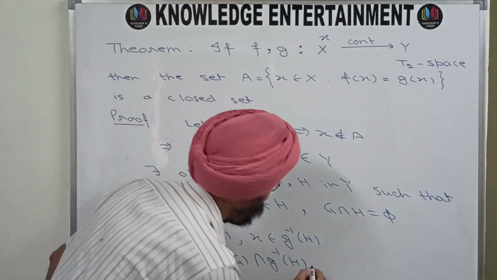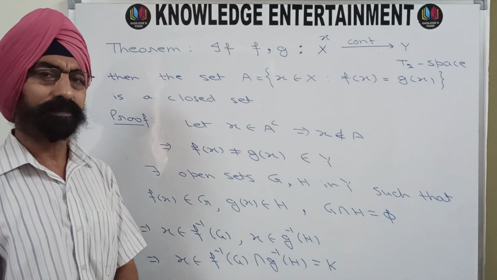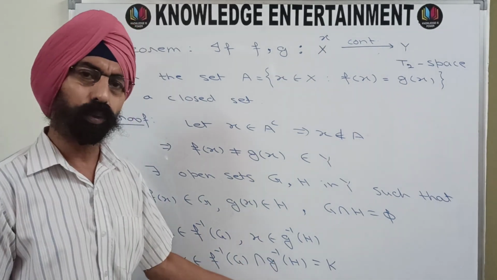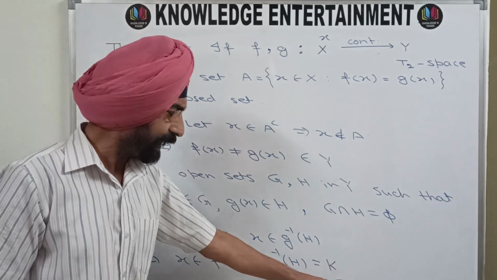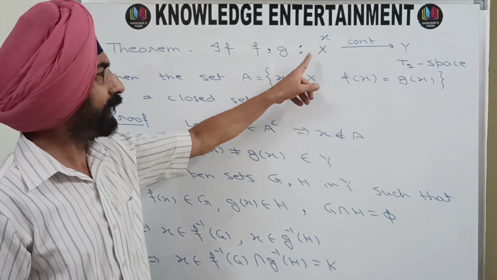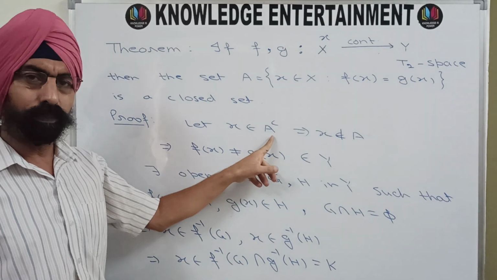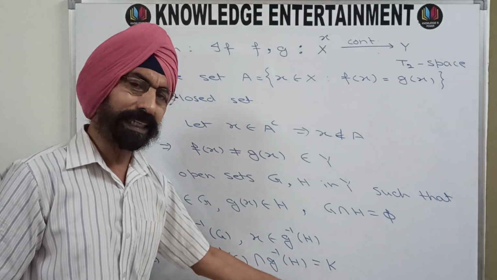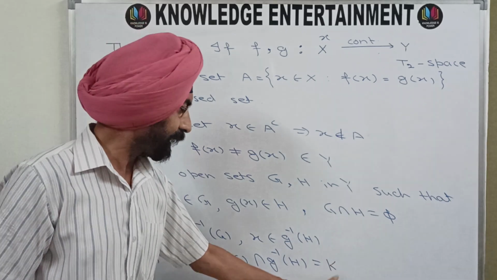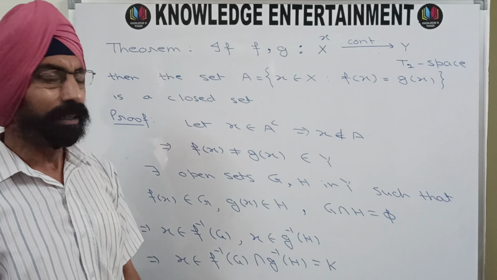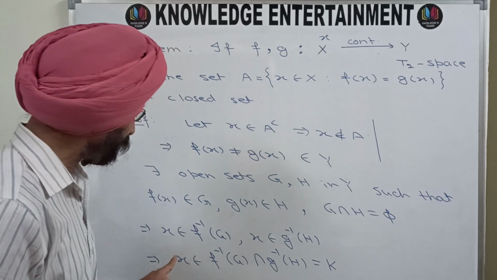So if I name it as K, then one thing is clear, that K is an open set, because this is an open set, this is an open set, and we know that intersection of two open sets is also an open set. So K is an open set in X. We have taken X belonging to A complement. We have obtained an open set K such that X belongs to K. Only thing remains to show that K is a subset of A complement.